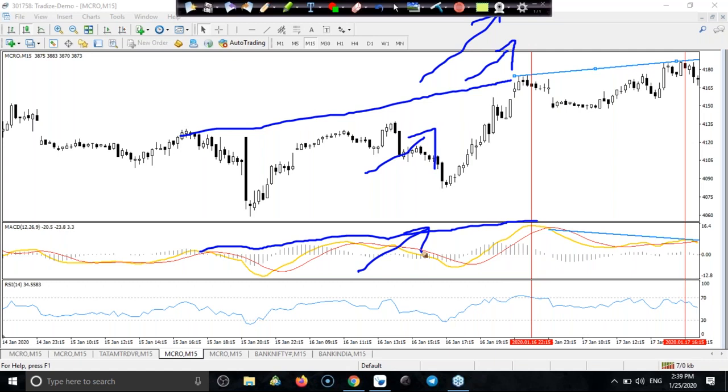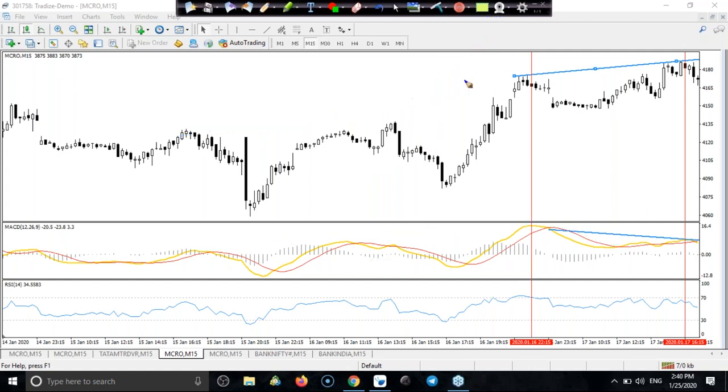All right. So once price diverges, like here we have seen the price diverge, in that case, next crossover we are looking for short. Is it clear? Very unique trading strategy.